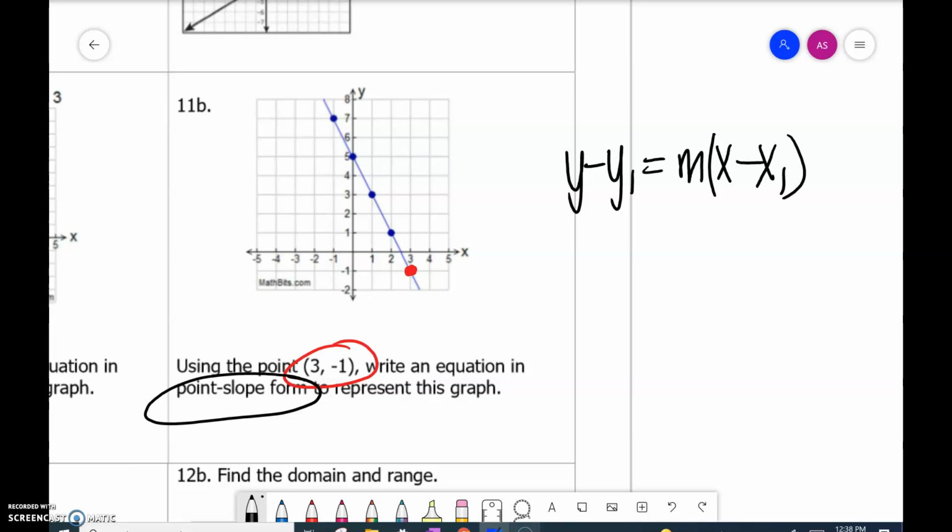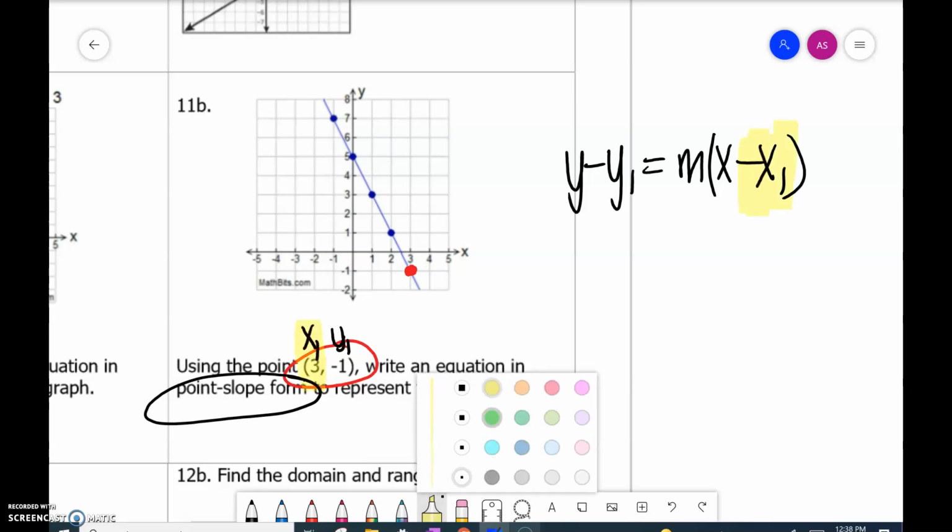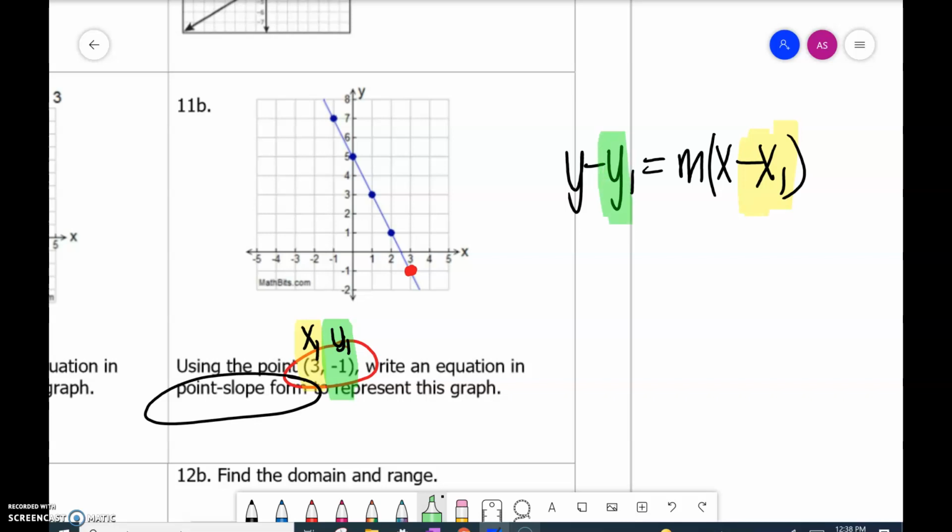Okay, so one thing I like to do is label everything. This is my x1, this is my y1. So that's going to go here, and then y1 is going to go here. The only thing I'm missing so far is the slope, which all I have to do is pick 2 points and count my rise over run. So I'm going to go down 2 and over 1. So my slope will be negative 2.